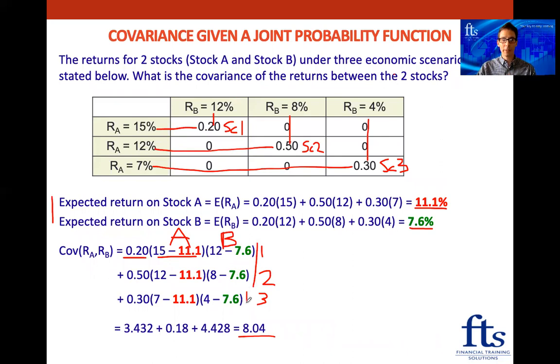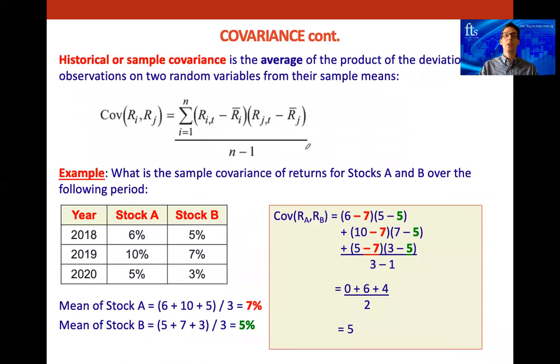And look at this one over here. In scenario 3, asset A is below its expected return, and so is asset B below its expected return. So in other words, they're both above and below the expected returns at the same time. That's why we got the positive number over here. Good. So now we can carry on.